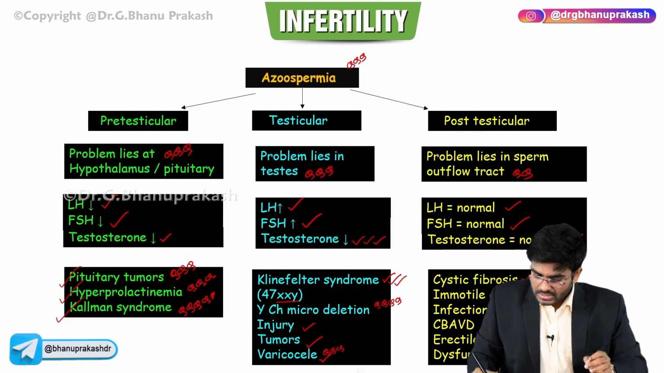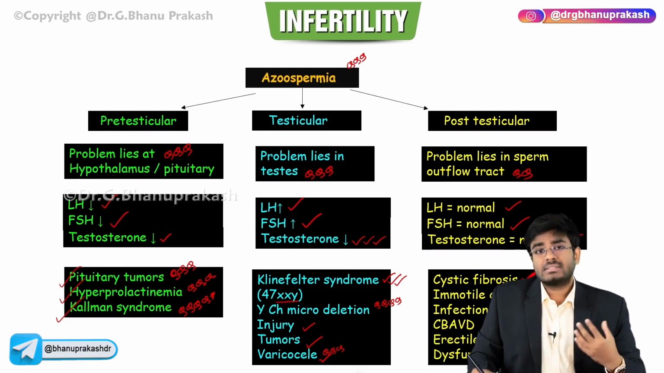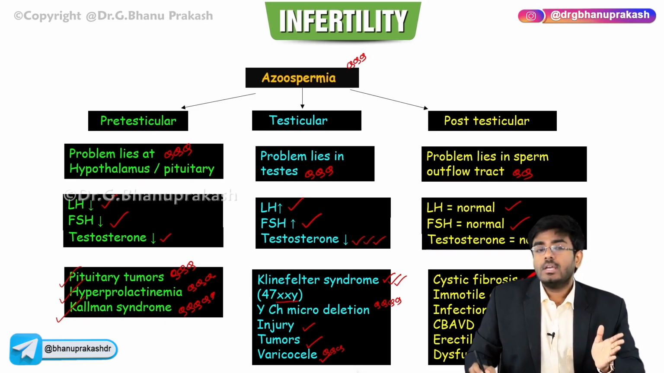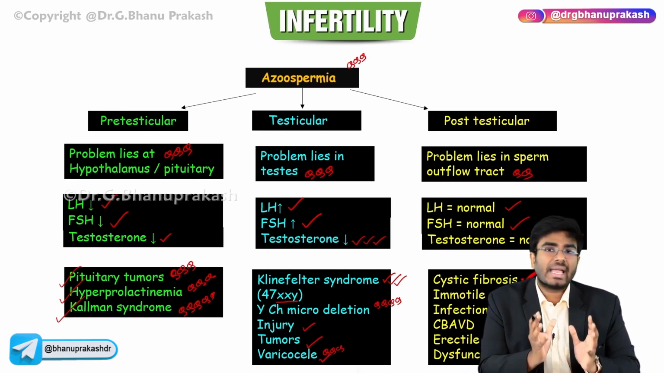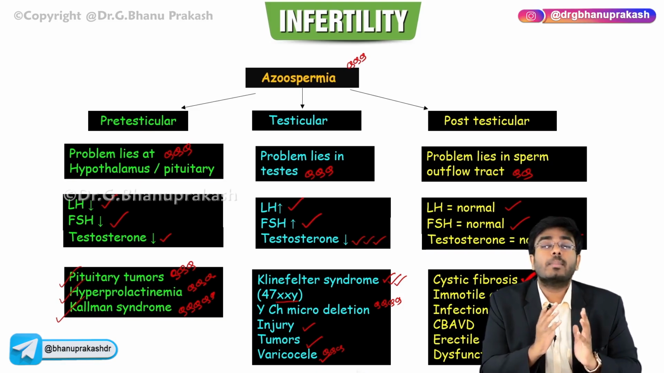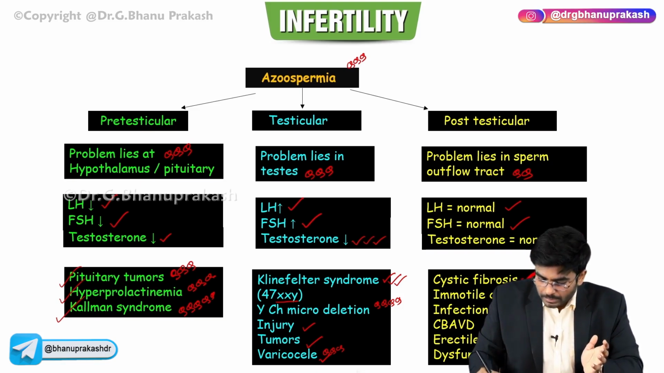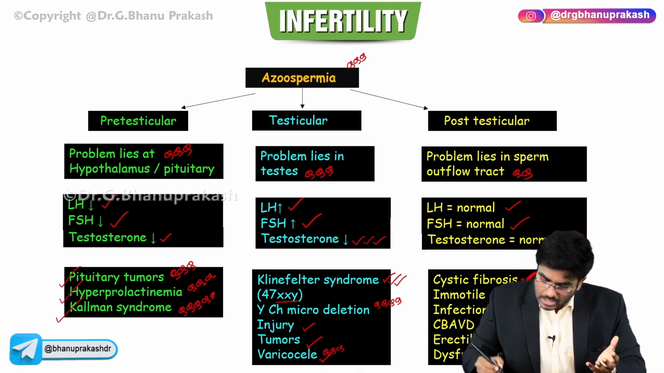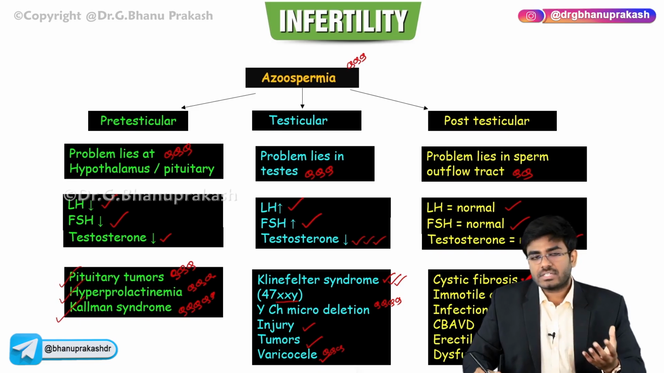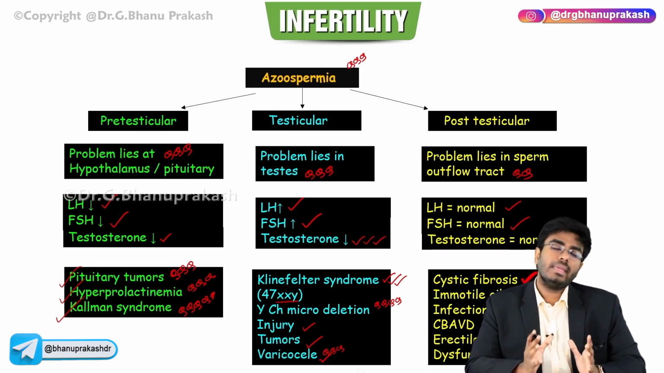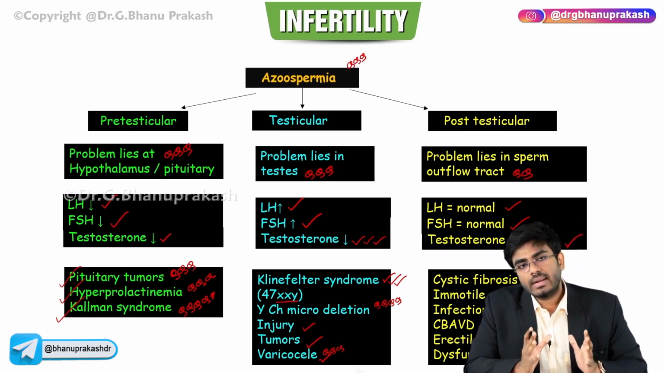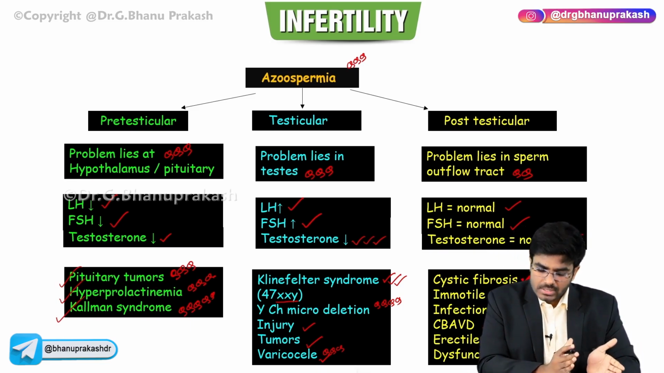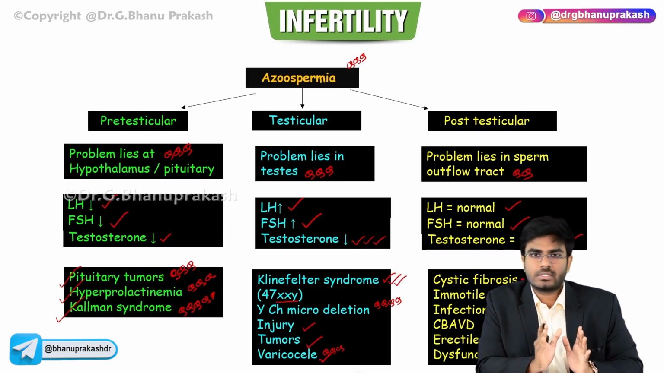So cystic fibrosis, or the syndrome known as immotile cilia syndrome, where the cilia are not properly beating, so the secretions get stagnated in the sperm pathway and block the pathway. Or because of some infection, or congenital bilateral vas deferens absence, or erectile dysfunction, all of them may be a post-testicular cause for azoospermia. So azoospermia can be because of a pre-testicular cause, testicular cause, or post-testicular cause.